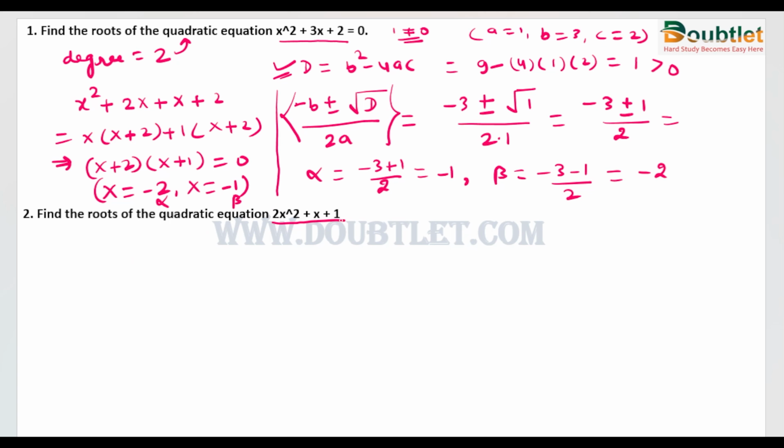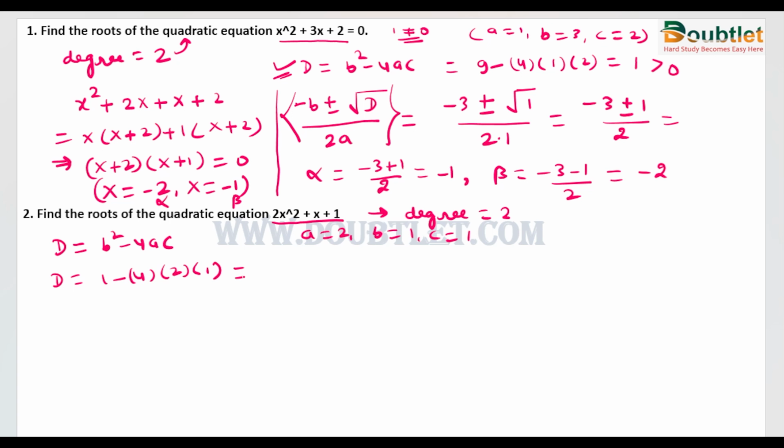So we will take the second example here, that is 2x square plus x plus 1. Here the degree of polynomial is 2, so it is a quadratic equation. First we will find the value of discriminant to check the nature of the roots. So a is equal to 2, b is equal to 1 and c is equal to 1. So d is b square minus 4ac. Value of d is 1 minus 4 multiplied by 2 multiplied by 1. So we can write this as 1 minus 8 is minus 7. So value of d is less than 0.